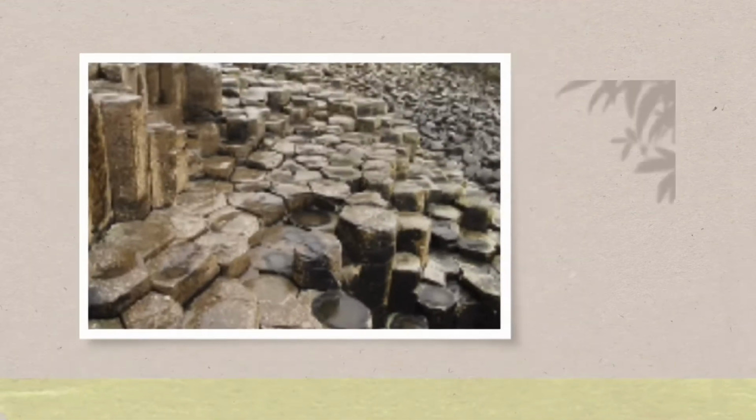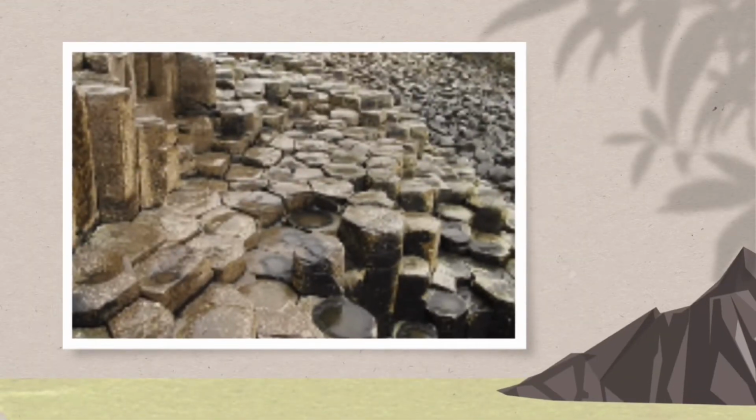So most columns tend to have 5 or 6 sides but have as few as 3 and as many as 7 sides. The columns may form sets. Straight, regular columns are called colonnade. Irregular fractured columns are called entablature. So the formation of columns is due to the development of vertical sets of joints through contraction of lava.